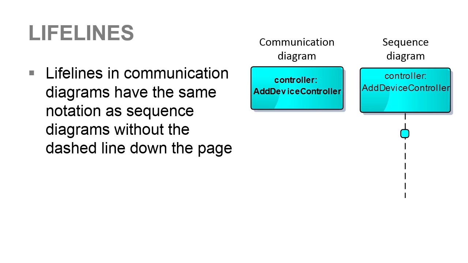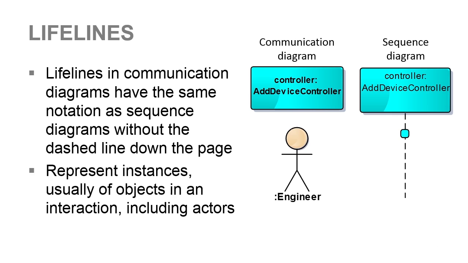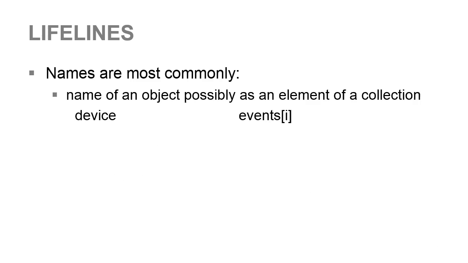Lifelines in communication diagrams have the same notation as in sequence diagrams, but without the dashed line going down the page. They represent instances of model elements, usually objects, that take part in an interaction, and as in sequence diagrams, they can be used for actors. Lifeline names reflect the fact that they're objects. The name can be the name of an object.